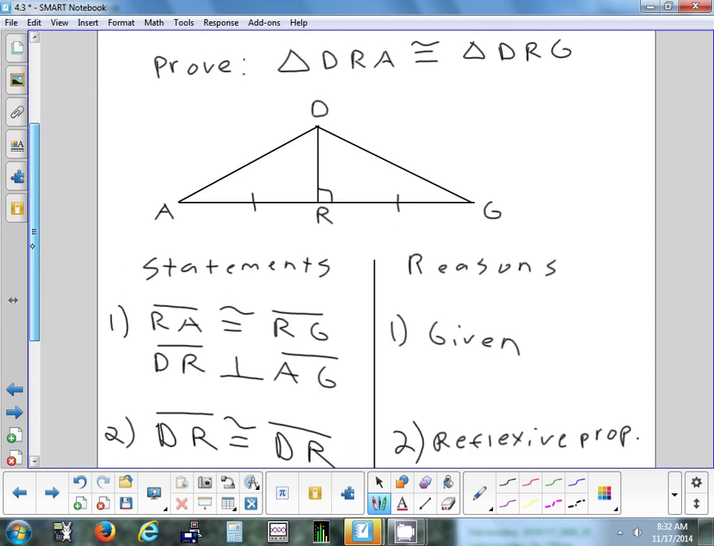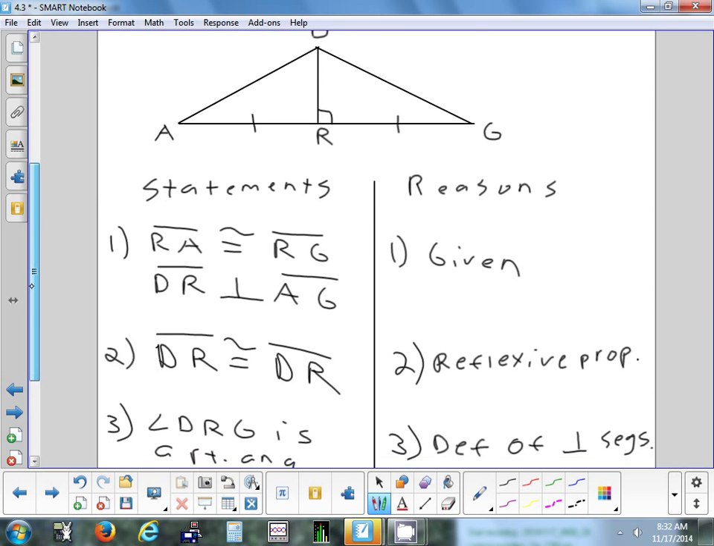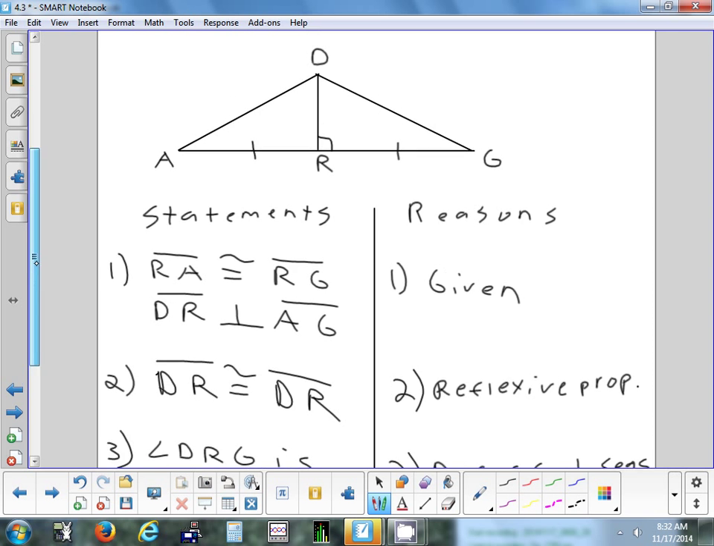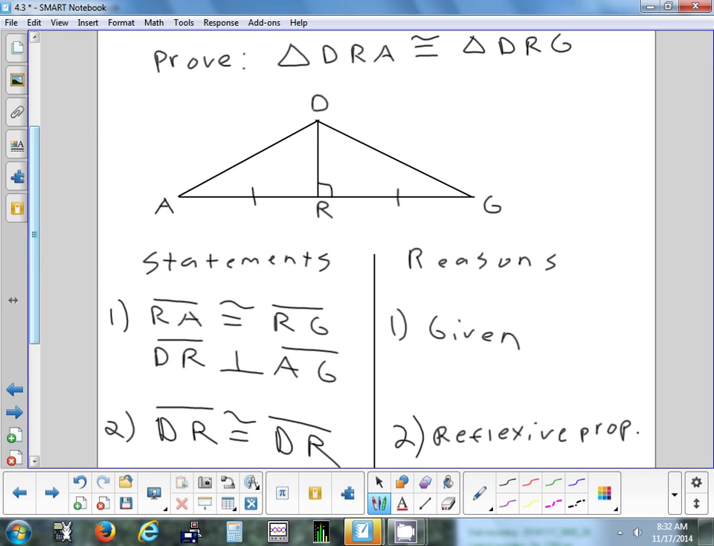Okay, now we know angle DRG is a right angle. And because of that, DRA is also a right angle. Why? That's the definition of perpendicular segments. We had a statement that said if you have perpendicular lines, they form 4 right angles. Well, we don't have perpendicular lines here, but we do have perpendicular segments. So it's based on that theorem. In this case, perpendicular segments form 2 right angles.